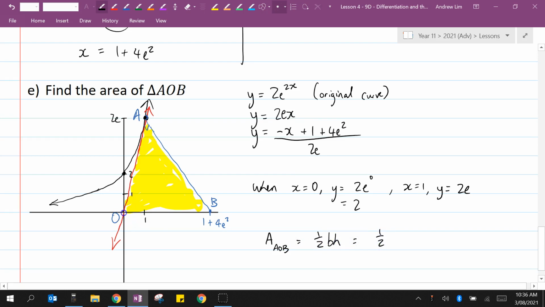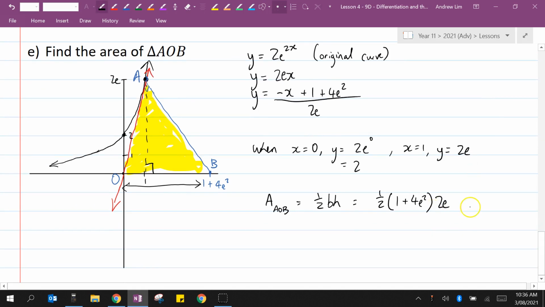Well, the base goes from 0 to 1 plus 4e squared. So the base is technically 1 plus 4e squared. And the height of this triangle is from 0 to 2e, so it's 2e. So we've got half times 2e is just e, bracket 1 plus 4e squared. I'm just going to write square units here. And let's expand the brackets to get e plus 4e cubed square units.